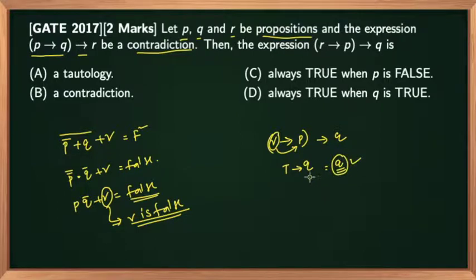So we can say that this expression will be always true when Q is true, right? Because this expression basically now evaluates to Q, given that R is false. So the value of this expression is directly determined by the value of Q. So if Q is true, then this expression will always evaluate to true. So the answer should be D.